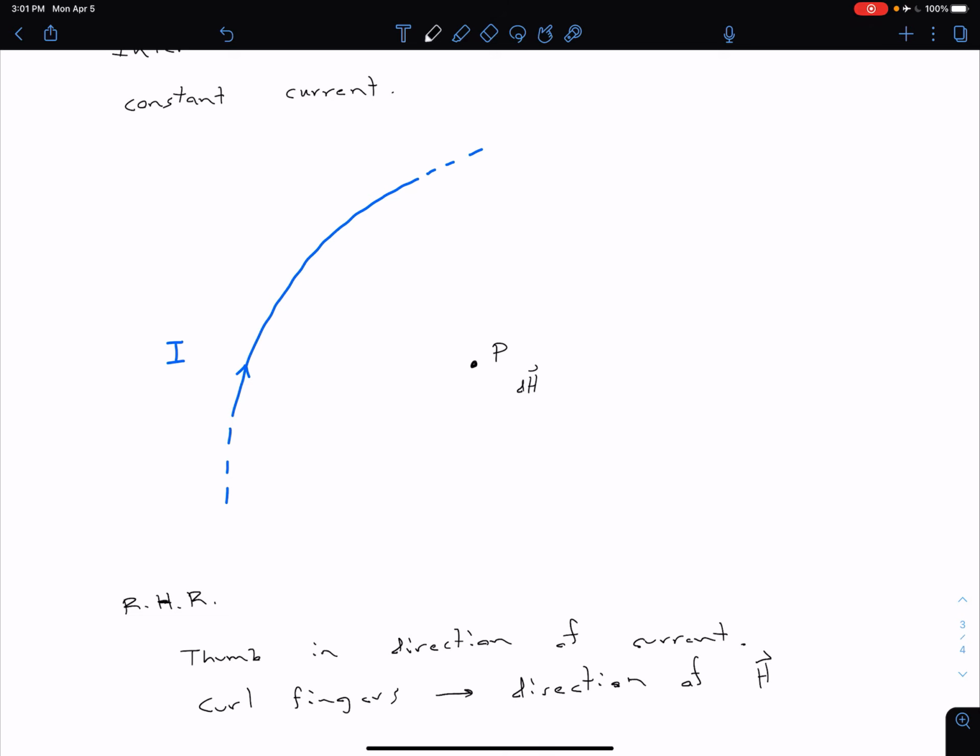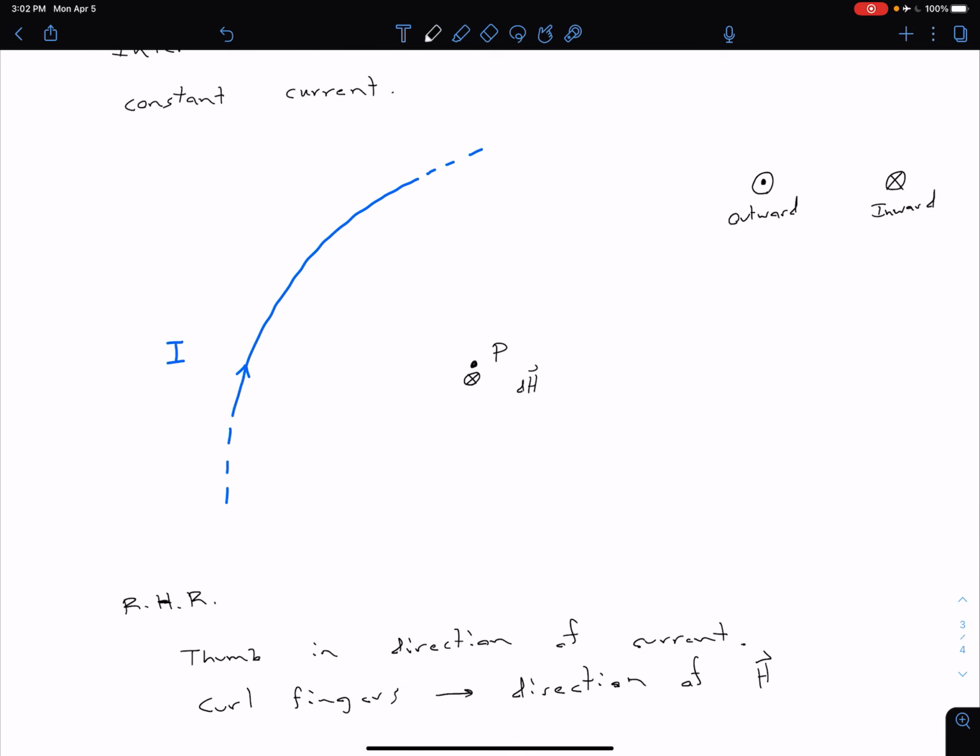A refresher on some notation you might have seen in physics: once we enter this third dimension, it's useful to have notation to indicate whether fields are coming out of the page or into the page. We typically represent out of the page with a circle with a dot in the middle. If we have something going inward, it's a circle with an X in the middle. So at point P, we have some dH going into the page, so we draw a circle with the X in the middle.